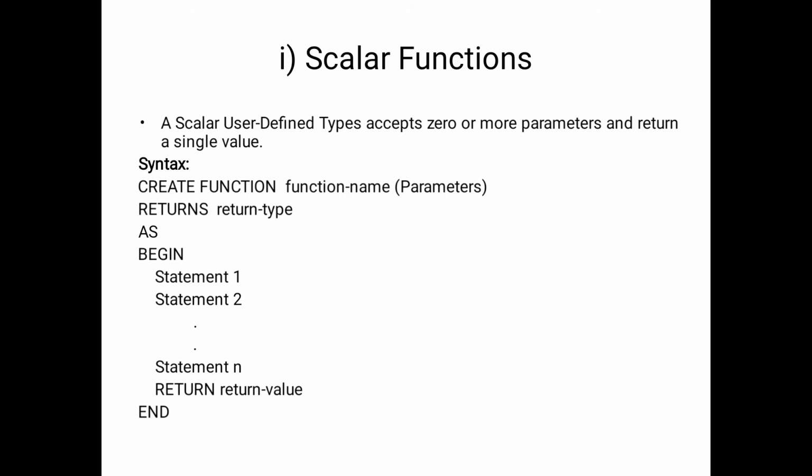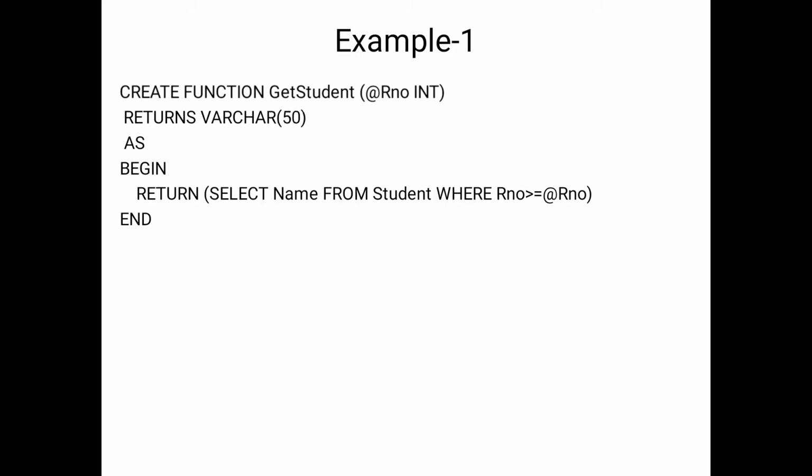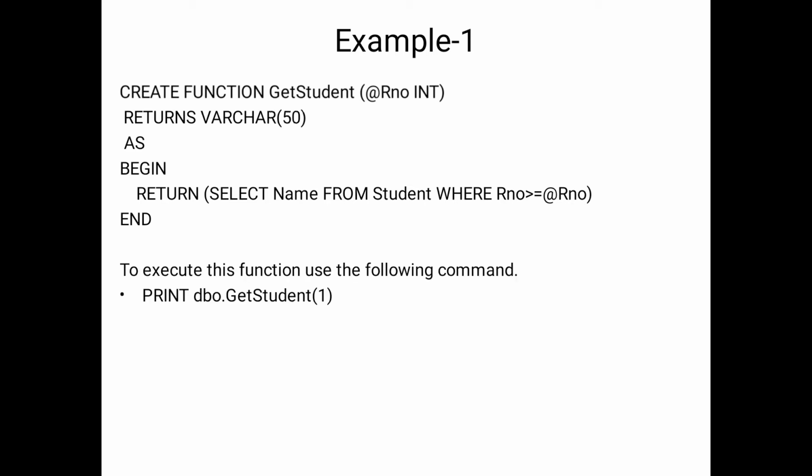Here I will consider the condition as roll number greater than or equal to @roll number. What is the meaning of @roll number? Actually, that is a parameter. So now we will pass the parameter value. Please observe how to pass the parameters here. I will pass the parameter value as database name dot get student of 1. That means @roll number is equal to 1.